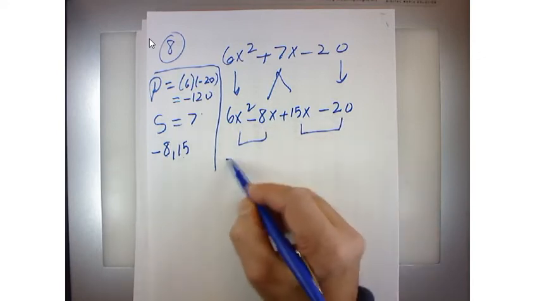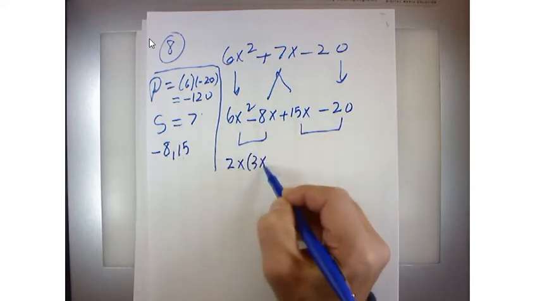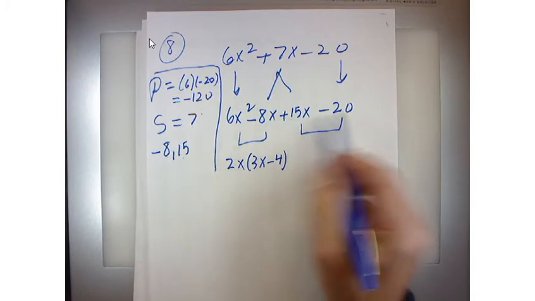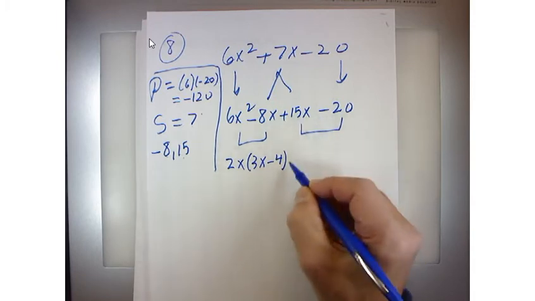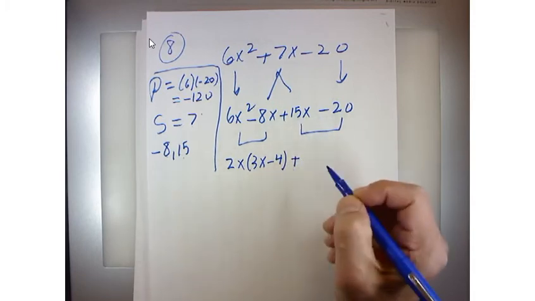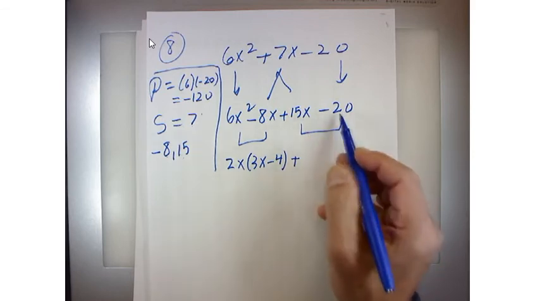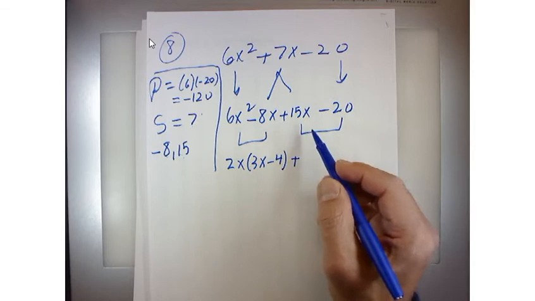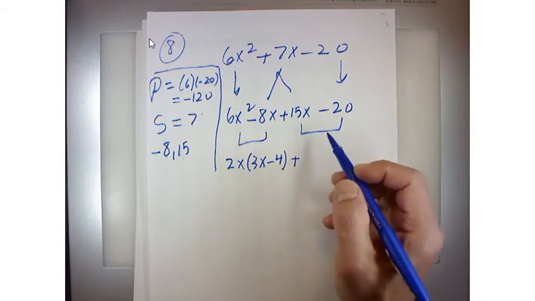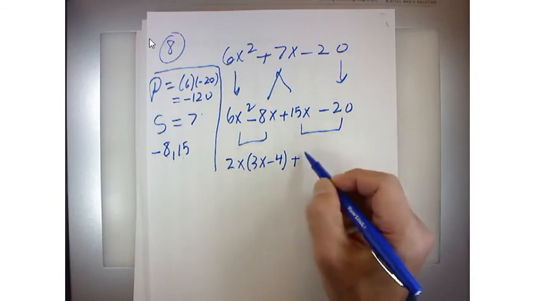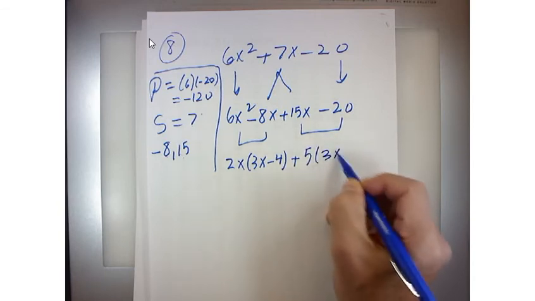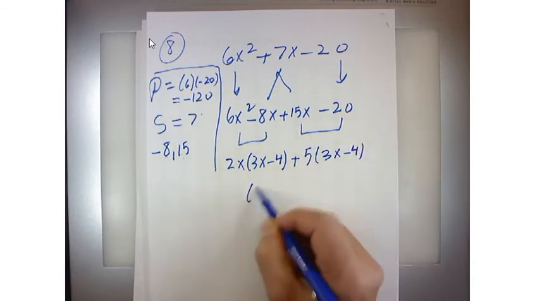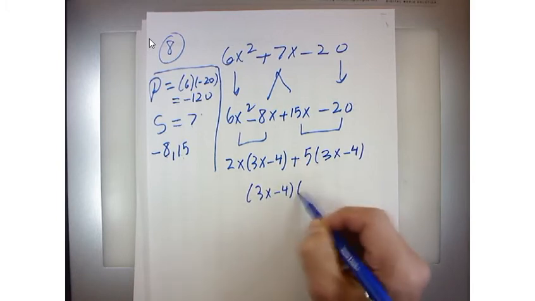So it's 2x and then 3x minus 4. And over here we can take out 5. So it's 3x minus 4. And it's 3x minus 4, 2x plus 5.